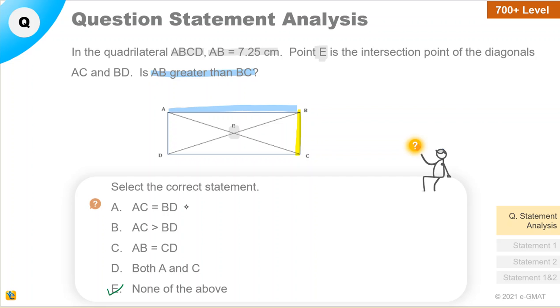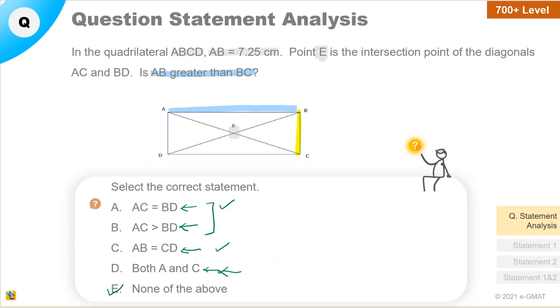The first one says that the two diagonals are equal. The second one compares the two diagonals saying that AC is the greater one. The third one says the opposite sides of this quadrilateral, AB and CD, are equal. Choice 4 says both of these are true. We have no proof for any of these unless you assumed that this is a rectangle. In that case, you would find them true. You would find the first one correct, you would find C correct, and you would mark D, right? But we have no such information here.